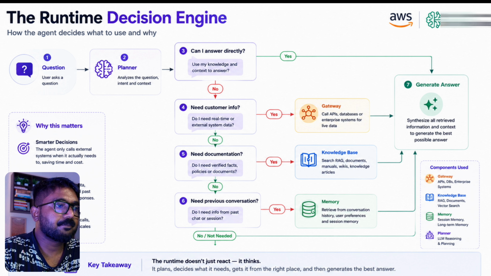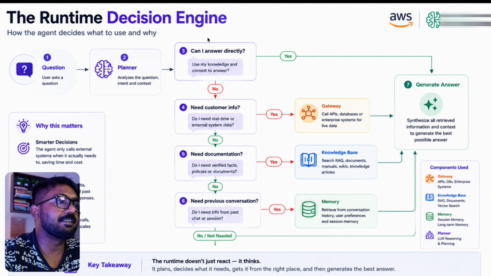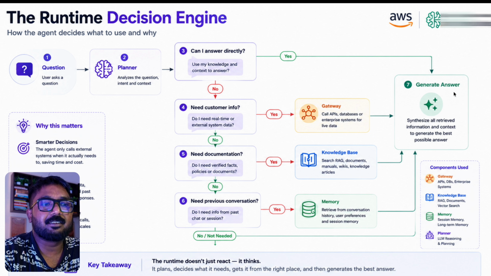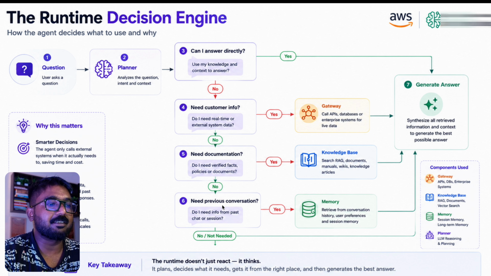Correct? So this is basically what happens in the runtime decision engine. So a question comes in, and there is a planner. Can I answer the question directly? Use the knowledge base for context to answer. If yes, then generate an answer. If no, then it needs customer info. It goes and gets the customer info. Then it needs some documentation. Then it checks whether a previous conversation is available. This is how it functions.